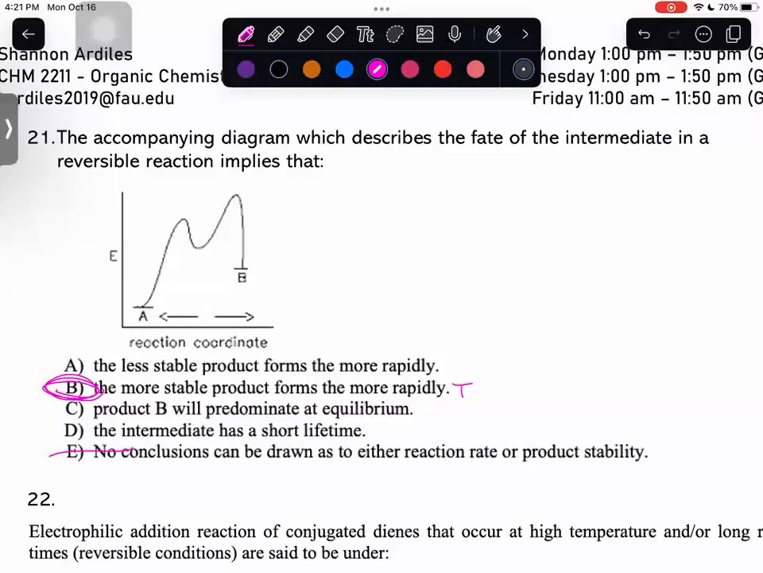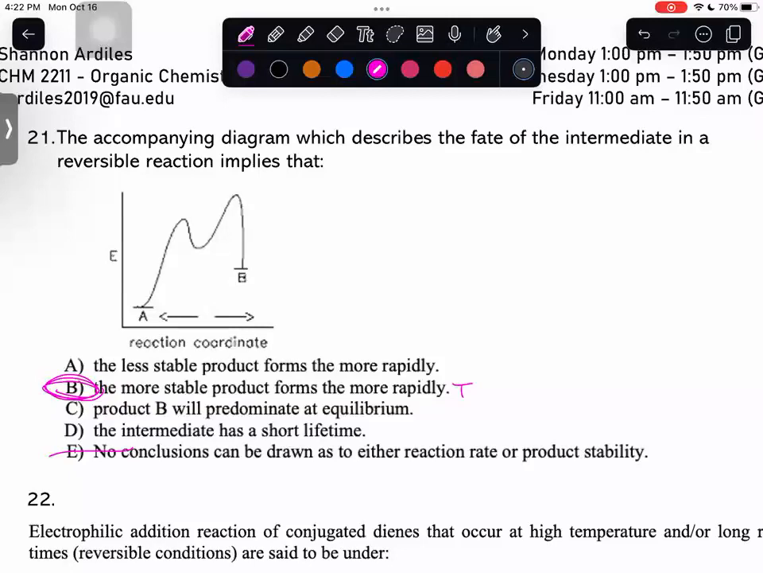Kinetic is the one that happens rapidly, the one that doesn't do resonance. The thermodynamic product. Here's the thing: kinetic is not always thermal.